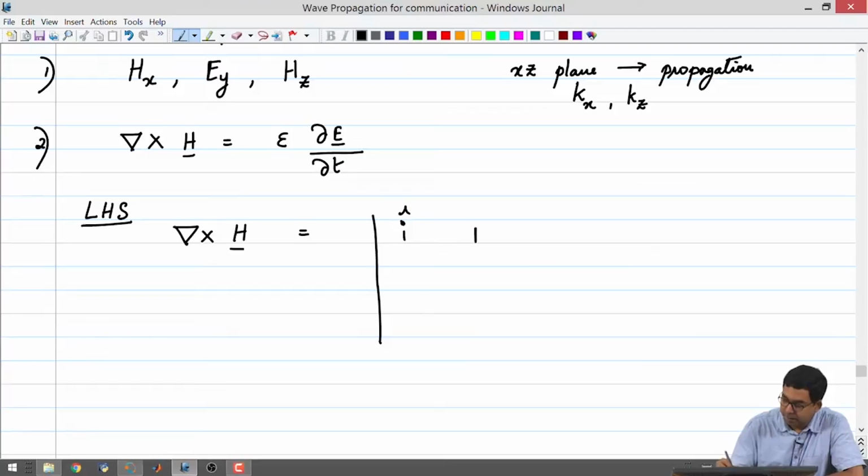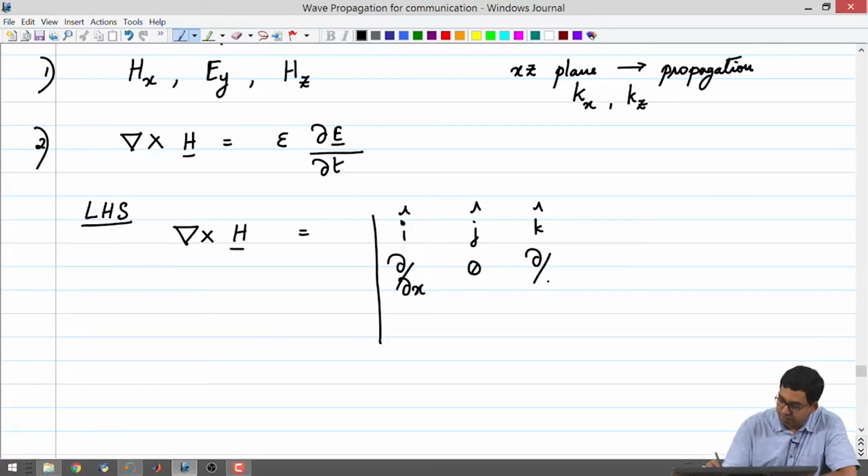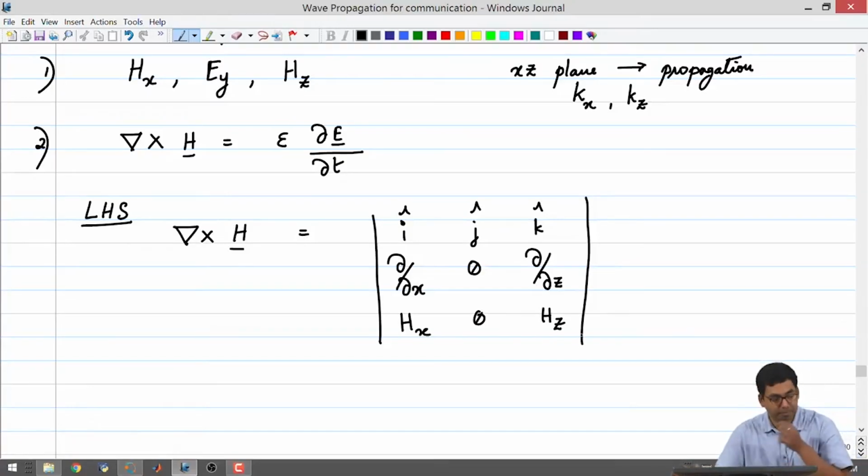So I have i, j and k. Since the propagation is only in the xz plane, dou by dou x, this becomes 0, and dou by dou z. There is no ky, so that means you do not have dou by dou y. And H has x and z components, so I will write down Hx, 0, Hz.